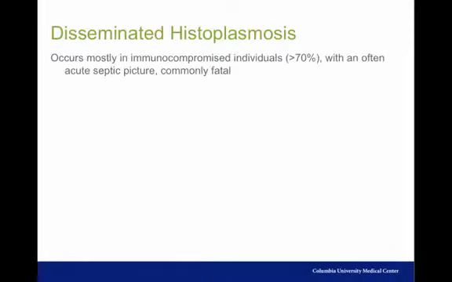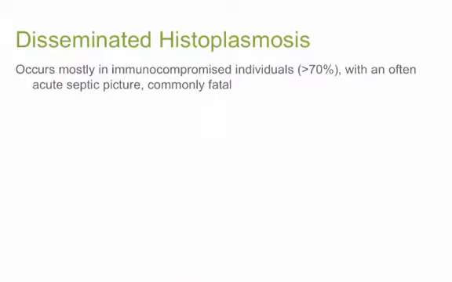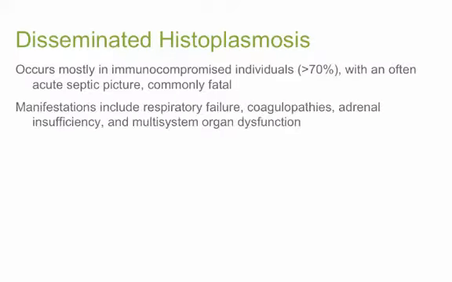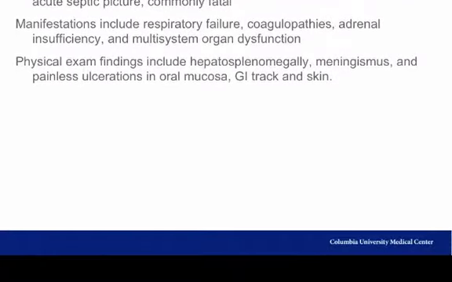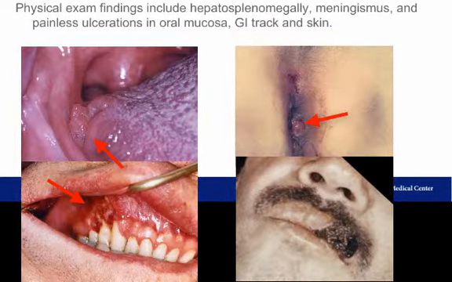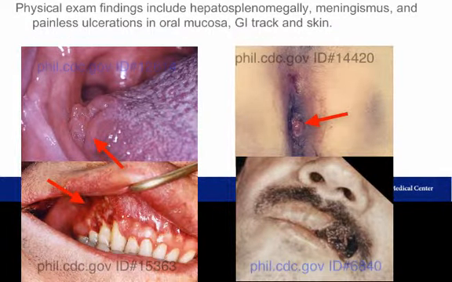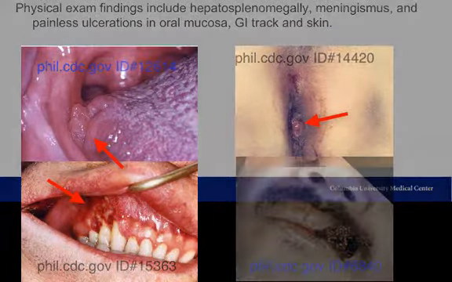Disseminated histoplasmosis occurs mostly in immunocompromised individuals. These patients present with multi-organ system dysfunction. On physical exam, they might demonstrate hepatosplenomegaly, meningismus, or painless ulcerations of the oral mucosa, or ulcerations of the skin.